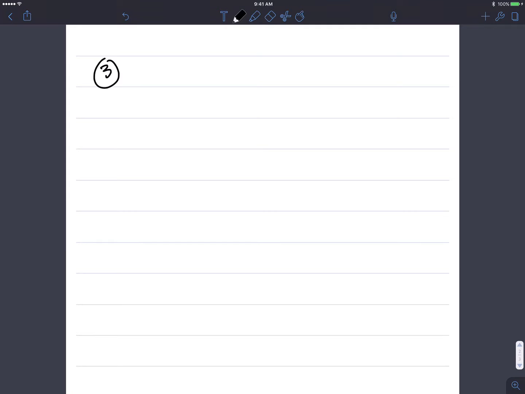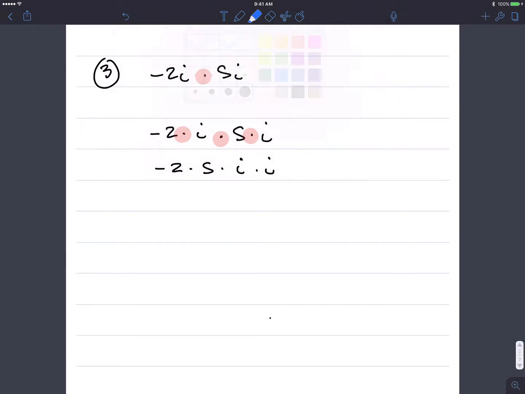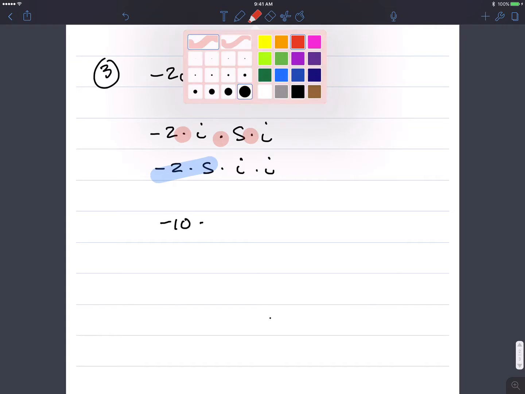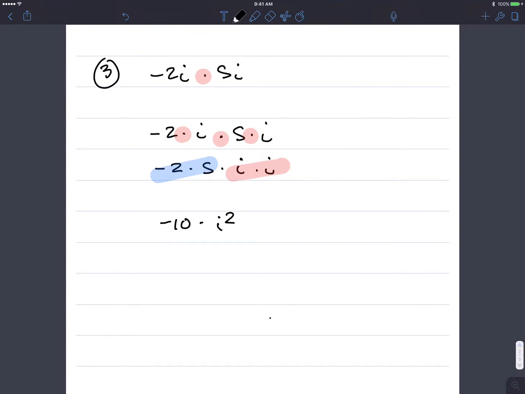Number 3. -2i times 5i. And again, we have multiplication. But this is really -2 times i times 5 times i. And then we have the string of multiplication in which the order in which you multiply doesn't matter. We can write this as -2 times 5 times i times i. I'm going to multiply my -2 times +5, which gives me a -10, times my i times i, which gives me i squared. Now, wherever there's an i squared, I replace that with the value of -1, so that I have -10 times -1, which gives me +10.